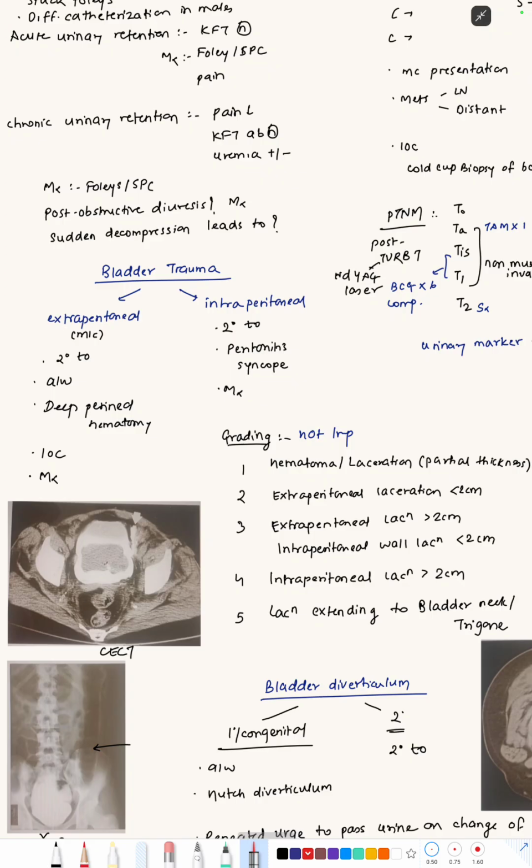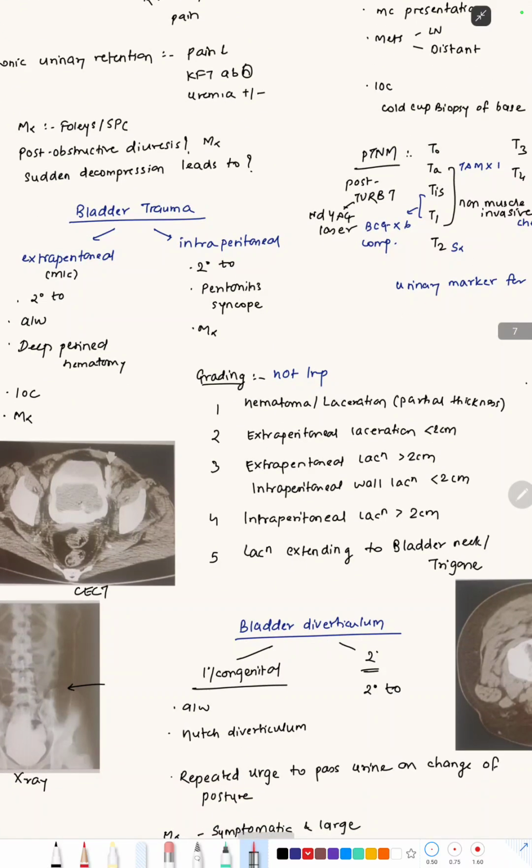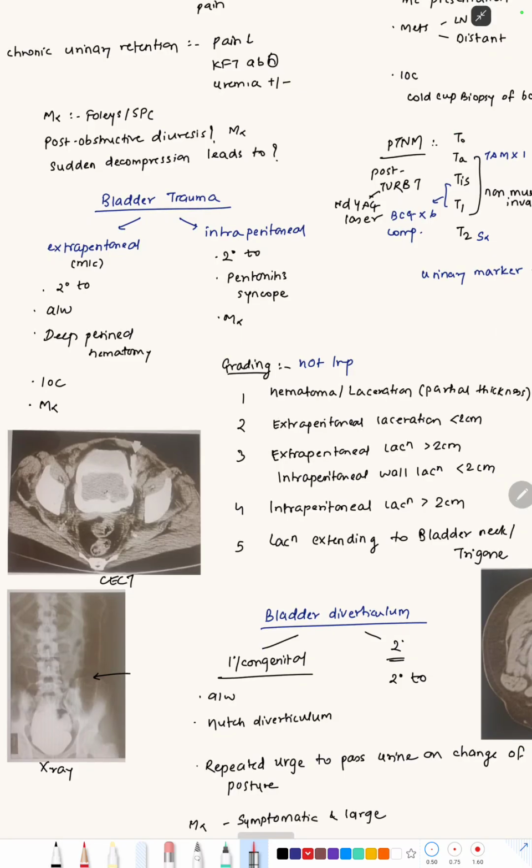Grade 1 is hematoma or laceration of partial thickness. Grade 2 is extraperitoneal laceration less than 2 centimeter. Grade 3 is extraperitoneal laceration more than 2 centimeter, or intraperitoneal laceration of less than 2 centimeter. Grade 4 is intraperitoneal laceration of more than 2 centimeter, and grade 5 is laceration extending up to the bladder neck or trigone. Now this is the CT image of the extraperitoneal rupture, wherein you can see the urine leaking. Similarly, this is the X-ray image of the bladder getting disrupted.